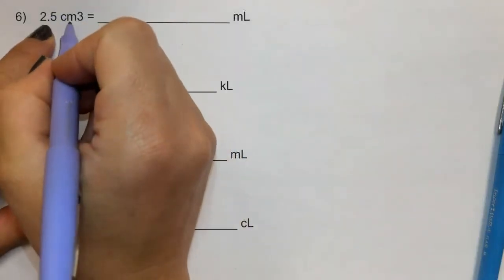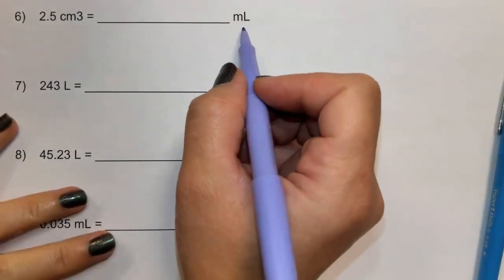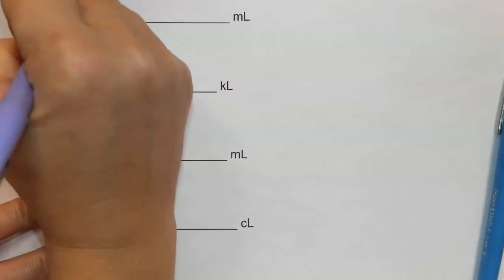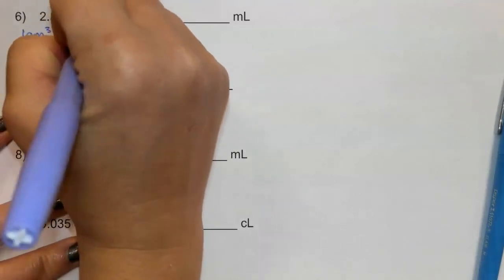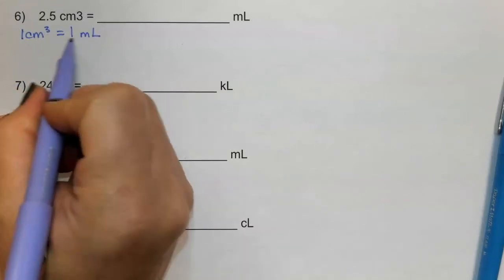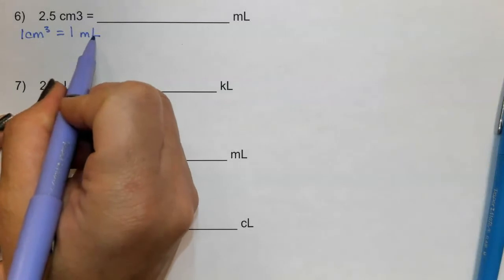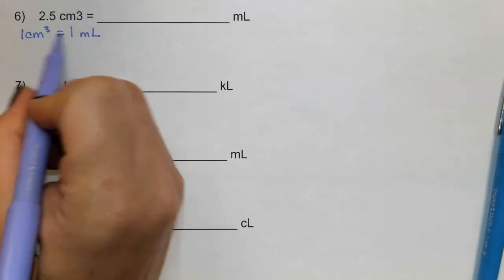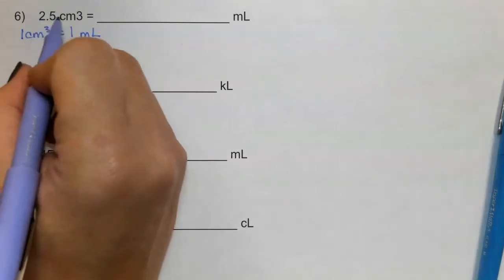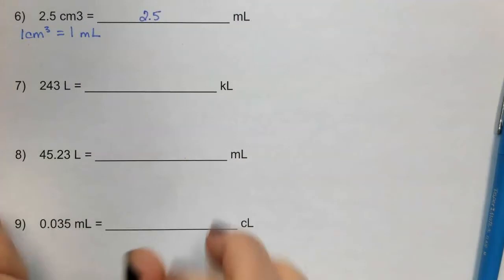Because we have 2.5 centimeters cubed is equal to milliliter, there is a fact that you should know. 1 centimeter cubed is equal to 1 milliliter. These are the exact same thing. They take up the same amount of volume. It's just one is used to describe a solid, one is used to describe a liquid. Otherwise, they take up the same amount of space. So 2.5 cubic centimeters is going to take up 2.5 milliliters.